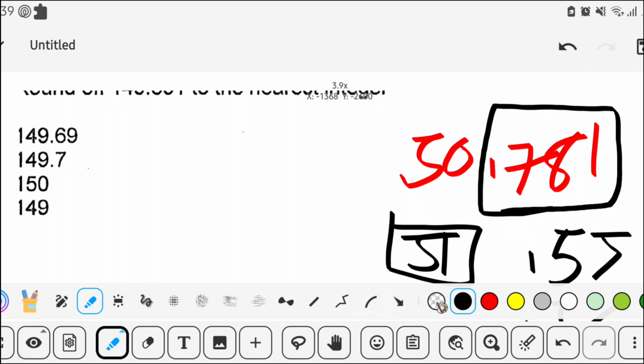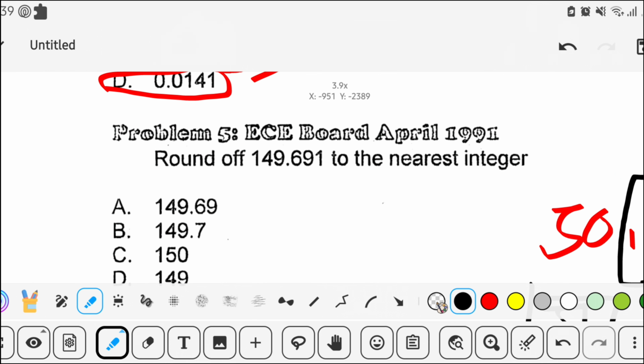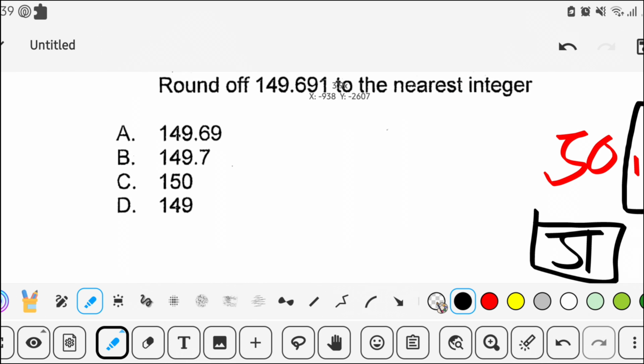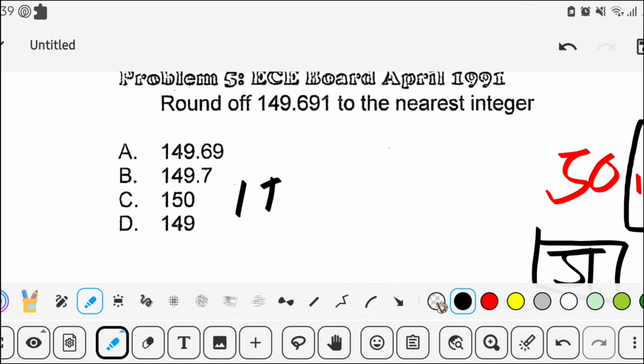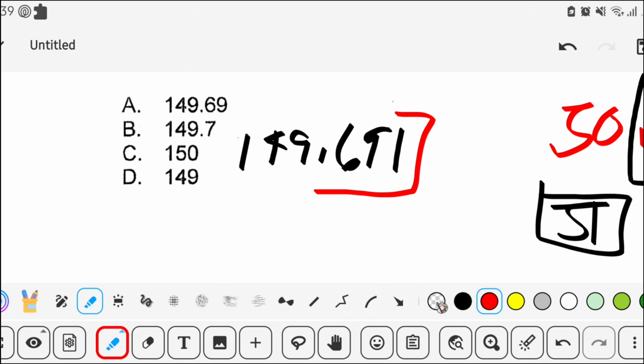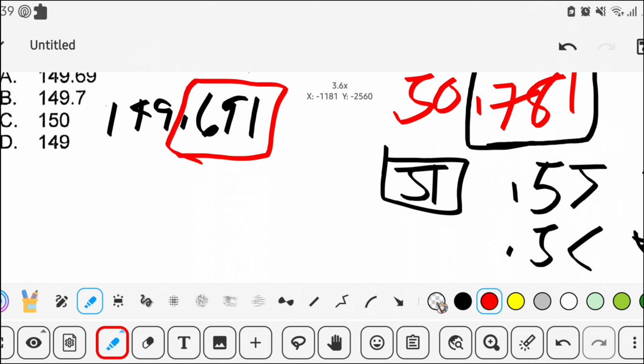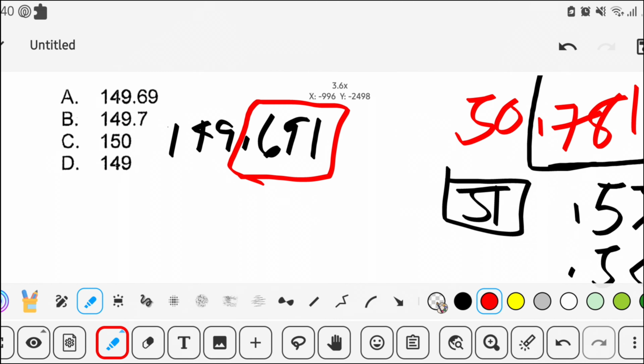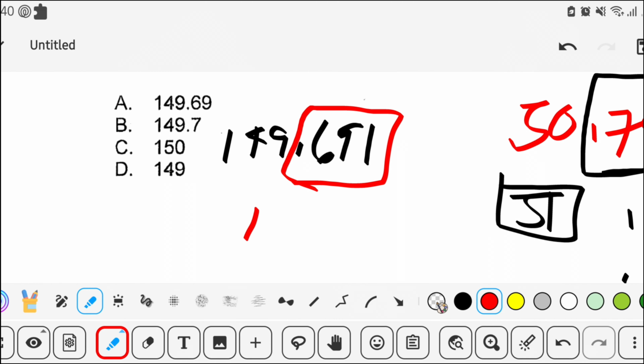So if you look at the question, we have 149.691. Looking at the decimal part, we have 0.691, which is greater than 0.5, so we have to round it up. So 149 becomes 150. So the answer will be 150.